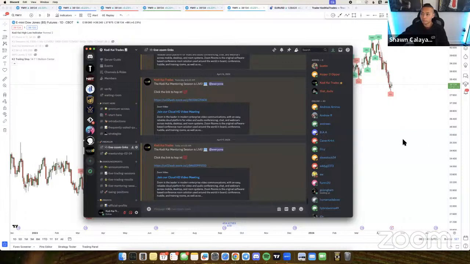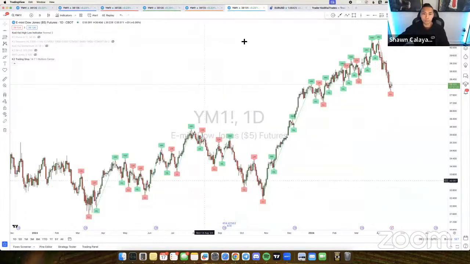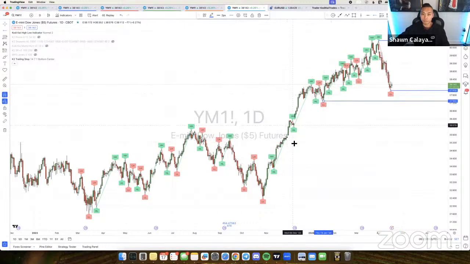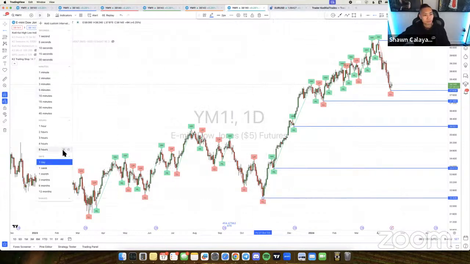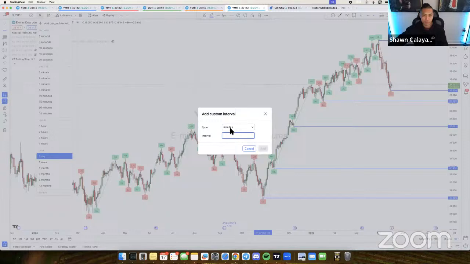As people join in, I'm going to go ahead and start marking up liquidity over here. Putting it there, there, there, there. Why did I do that? Let me get this here. 8 hours. Hit the back button. All right, there we go.